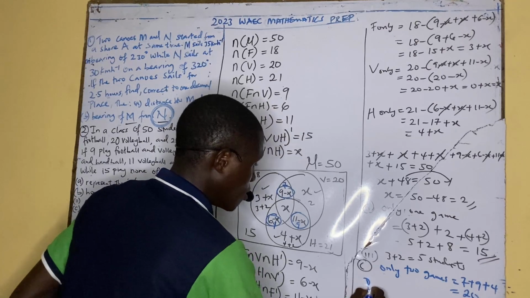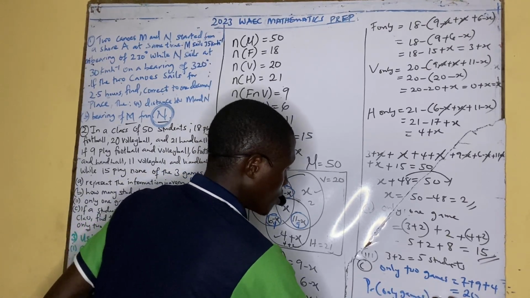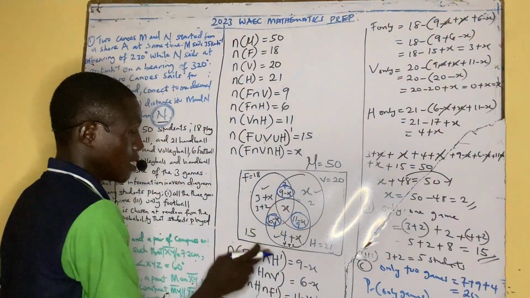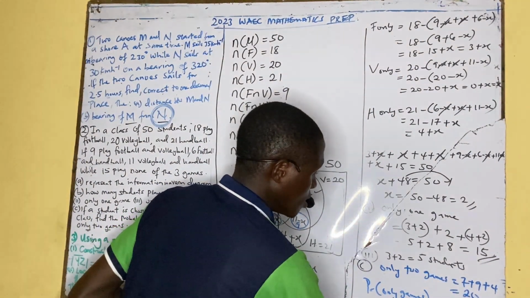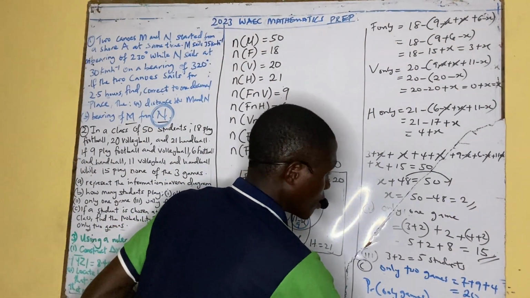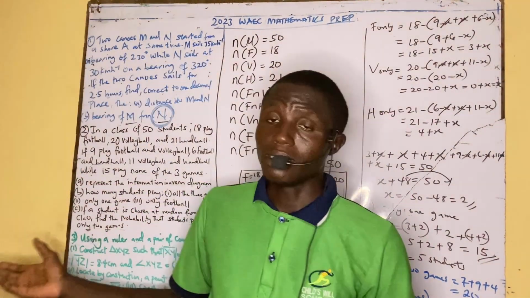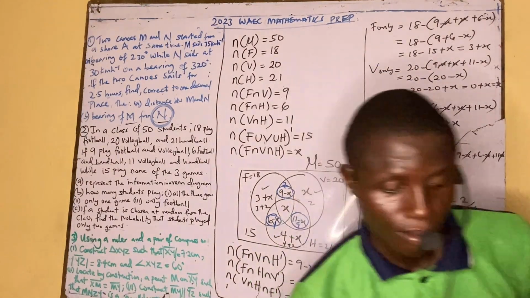So the probability of only 2 games would be equal to the number of required outcomes over the number of possible outcomes. The number of required outcomes is 20 over 50, so I have 2 over 5. That's that about the Venn diagram for this question. So let's move to the other one.